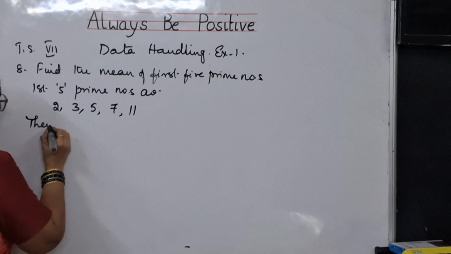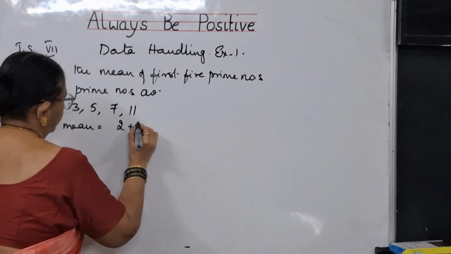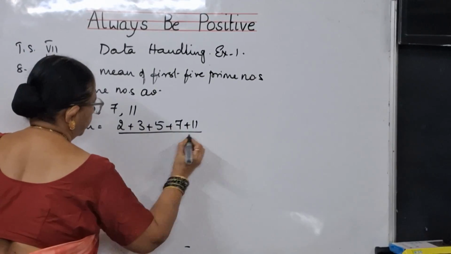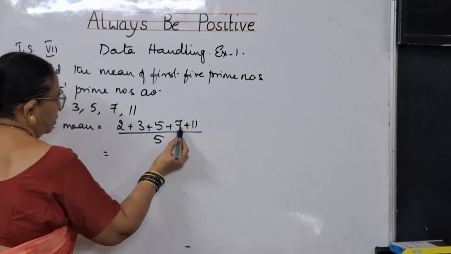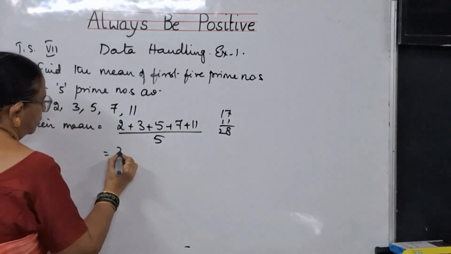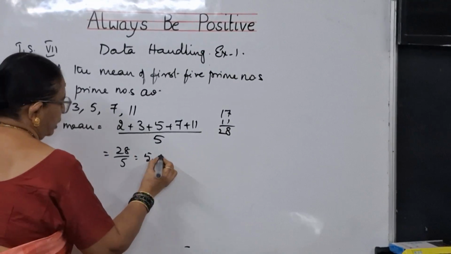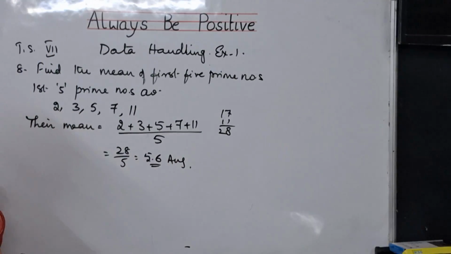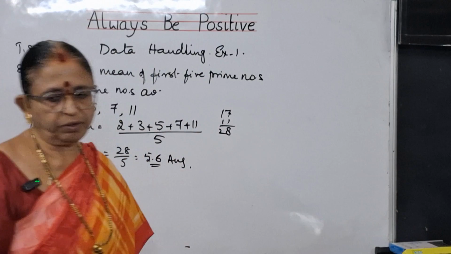So, their mean is 2 plus 3 plus 5 plus 7 plus 11 by 5. So, 5 plus 5, 10, 17, 17 plus 11, 28. 28 by 5: 5 5s are 25, 5 6s are 30. 5.6 is the answer for this problem. This is 8th sum, children.